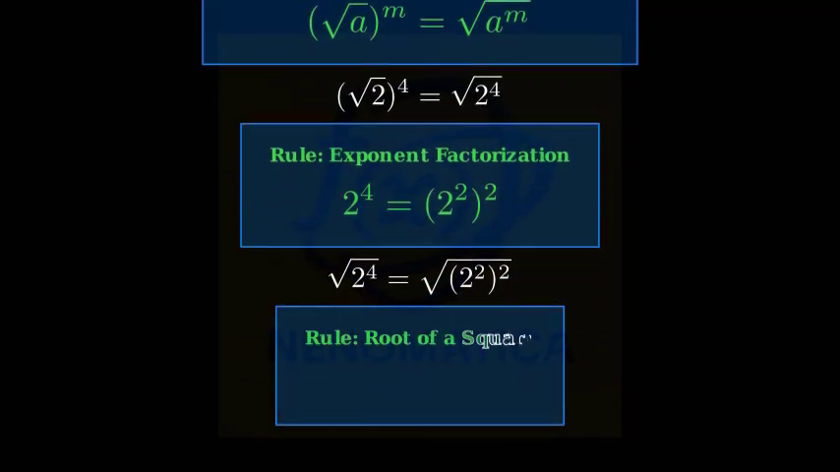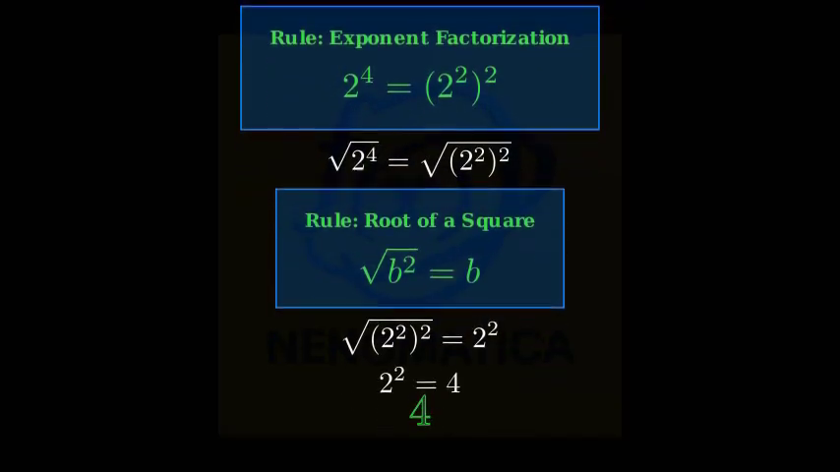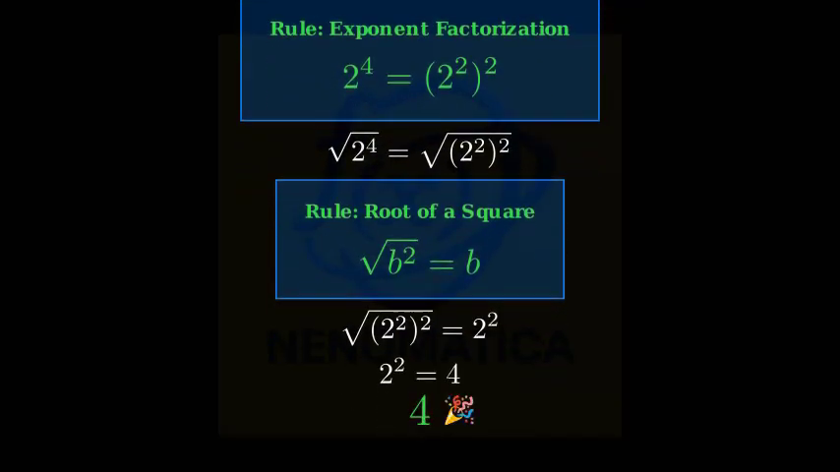Since we have a square root of a perfect square, we can simplify this. The square root of a squared quantity equals the quantity itself. So the square root of 2 squared equals 2 squared. Finally, we compute 2 squared, which equals 4. So the value of -square root of 2 raised to the 4th power equals 4.